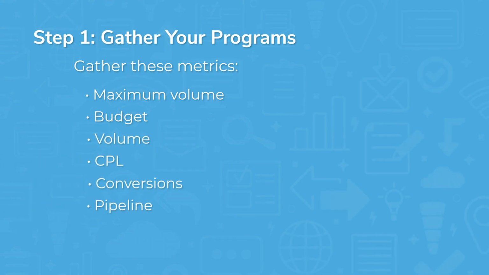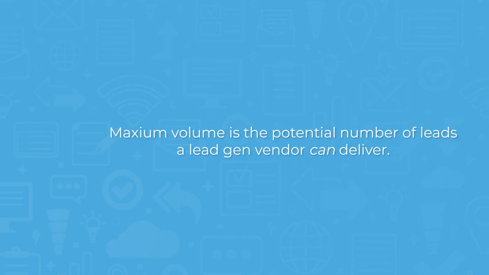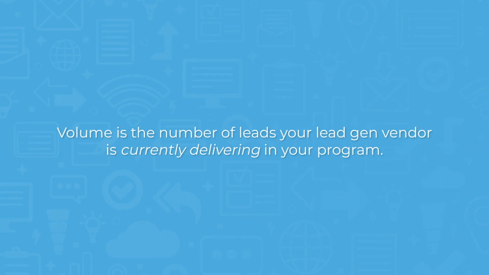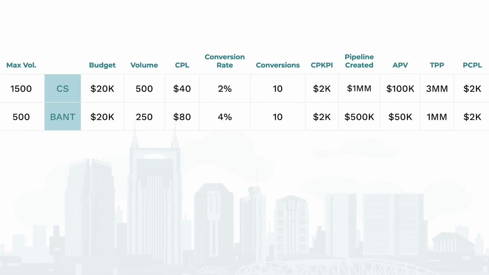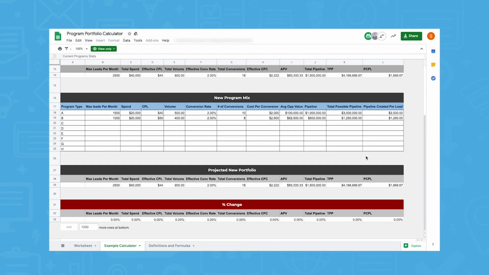It should be noted that maximum volume is the potential number of leads a lead gen vendor can deliver, while volume is how many leads they're currently delivering in your program. For this video, we've created an example based on made-up numbers for 2 lead programs, content syndication and BANT. But again, you can easily plug in your own numbers by using the calculator linked in the description below.